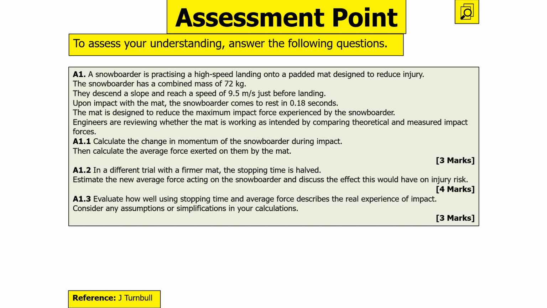So calculate the change in momentum of the snowboarder during impact. Then calculate the average force exerted on them by the mat. In a different trial with a firmer mat, the stopping time is halved. Estimate the new average force acting on the snowboarder and discuss the effect this would have on the injury risk. Evaluate how well using stopping time and average force describes the real experience of impact. Consider any assumptions or simplifications in your calculations.